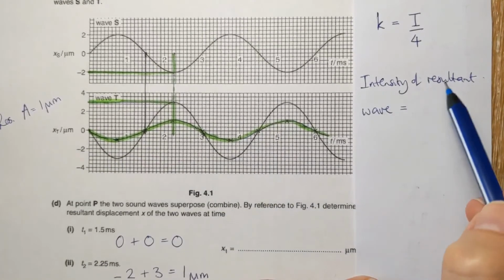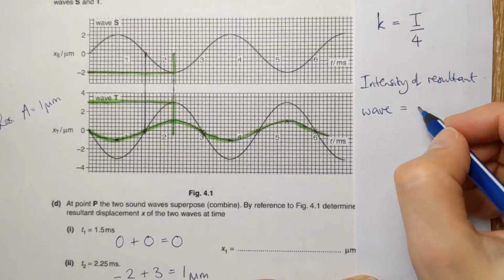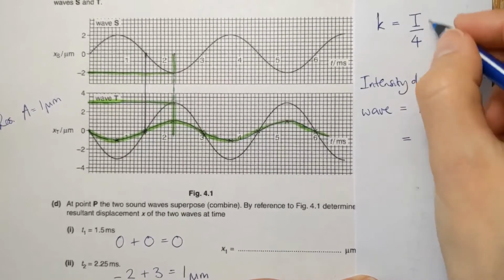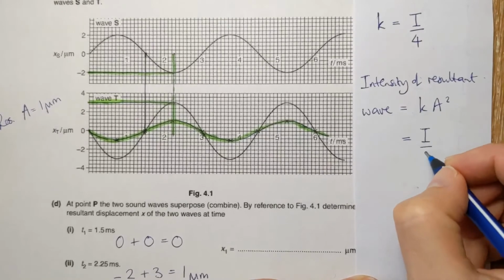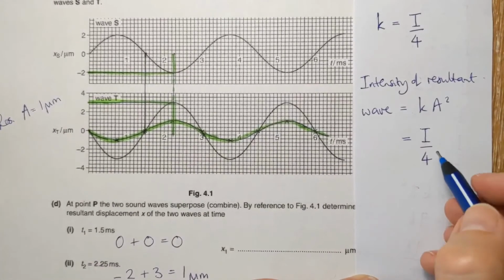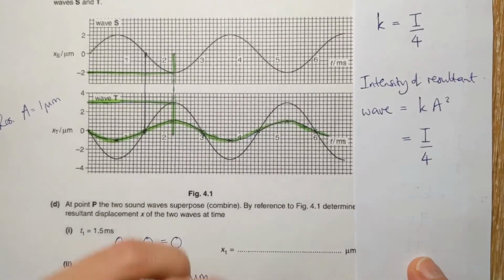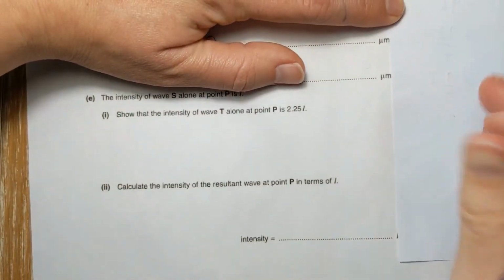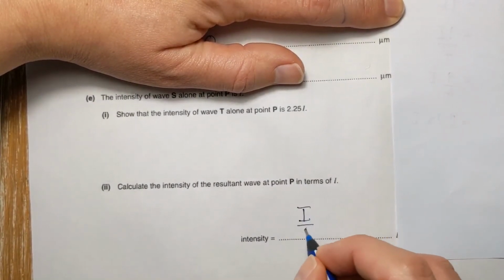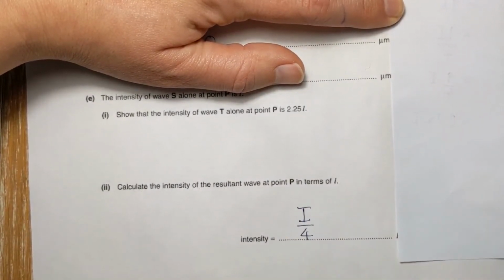And so the intensity of the resultant wave is going to be k a squared. K is, from the previous part of the question, I over 4, and A is just 1. So the intensity of the resultant wave that we're going to write right down here at the bottom, it says in terms of I, so we're going to write I over 4 in there. Well done if you got through that. That's quite tricky.